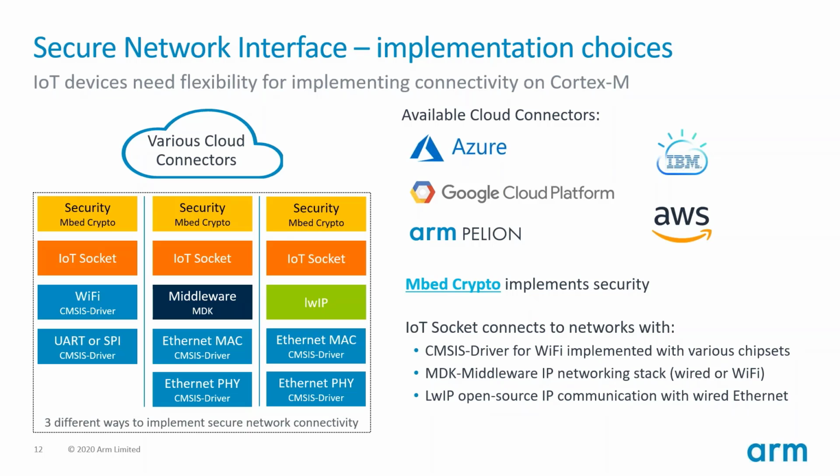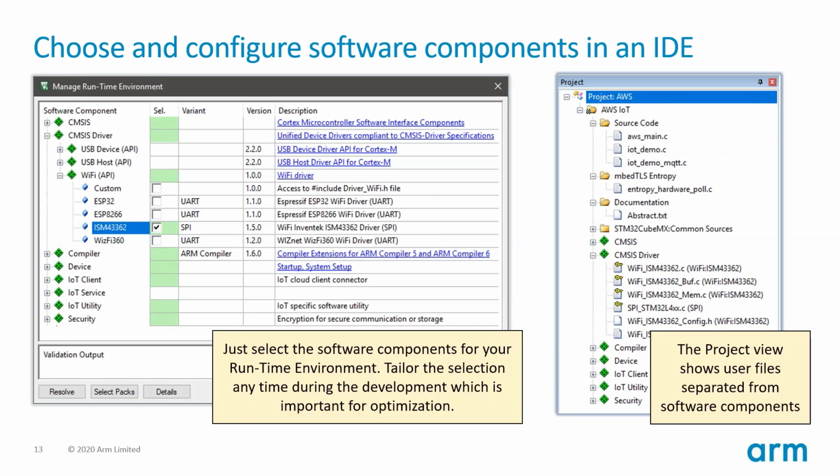And of course, going forward, we will enhance that and improve the connectivity of the solution. Today, we support Wi-Fi and wired Ethernet via various means, and we connect to different set of cloud vendors. So you see here the list. This includes the AWS solution, also Azure and IBM, and the Google Cloud Platform and the Arm Cloud Platform. The security is implemented with Mbed Crypto, but there are also other solutions that can be used to implement security if, for example, performance or space constraint designs are there.